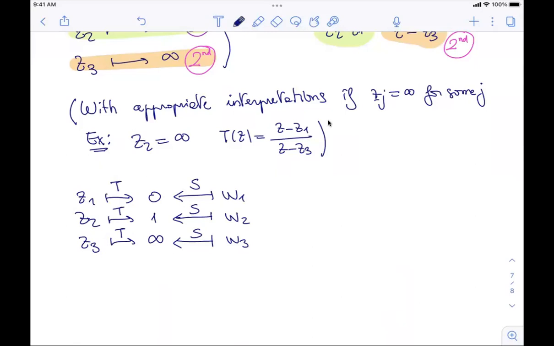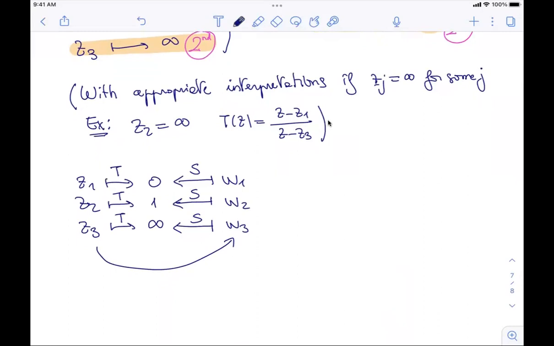Now, the key point is that if you want to skip over and just want to go from the Z's to the W's, then the mapping you want to use is T composed with the inverse of S. Okay, so you just go first to 0, then to W1 by taking the inverse. Now here, notice we have T of Z, which is Z2.